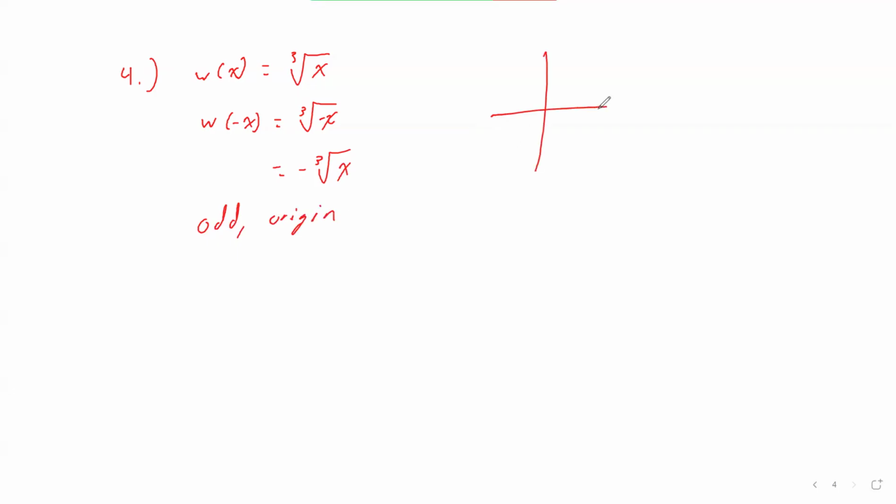Number 4 says w of x equals the cube root of x. Again, I'm going to check to see if it is even or odd. I know that an odd index of a radical is just going to remain negative. So therefore, I know that this will be an odd function. And if I know it's odd, then I know it's about the origin. This right here is just the parent function, and this is what it looks like.